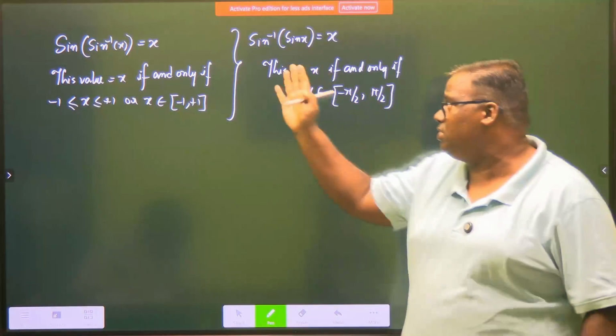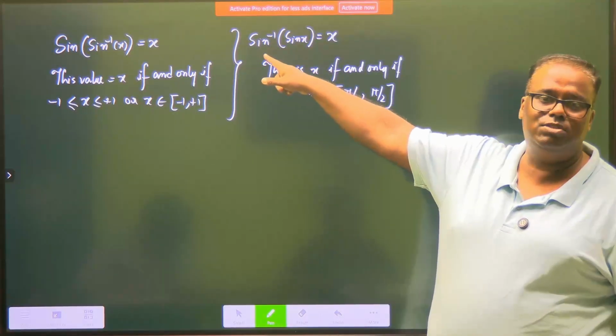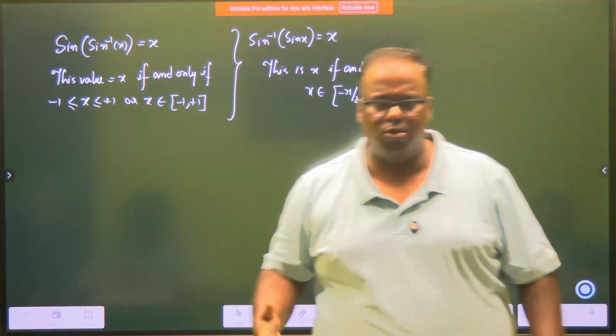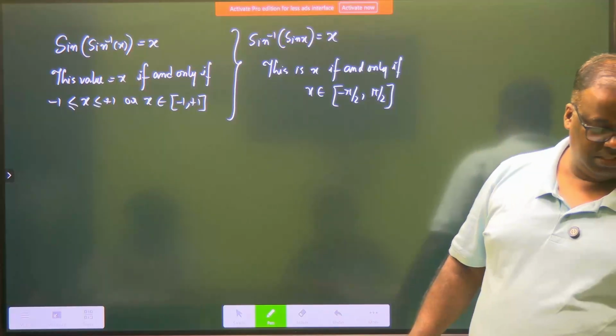See, there are many ways to understand this. Forget the sine. Just look at the parent function. It's an inverse function. It has to throw an output. So what is the output? The output is the range. The range is what? The principal range. Is this clear?